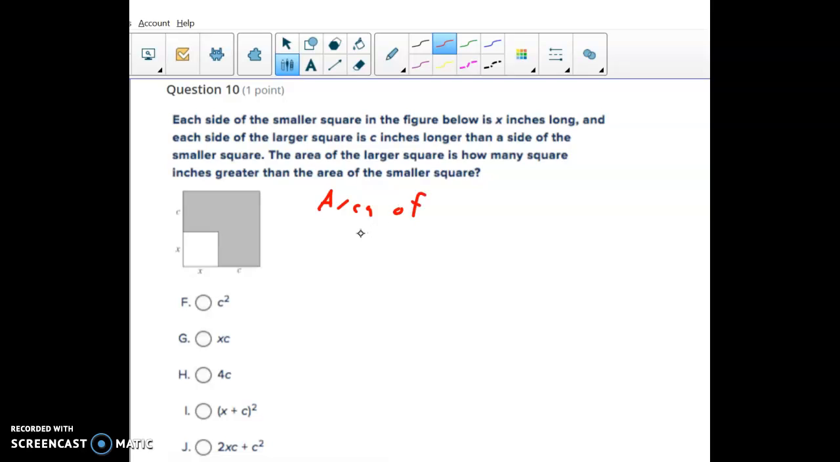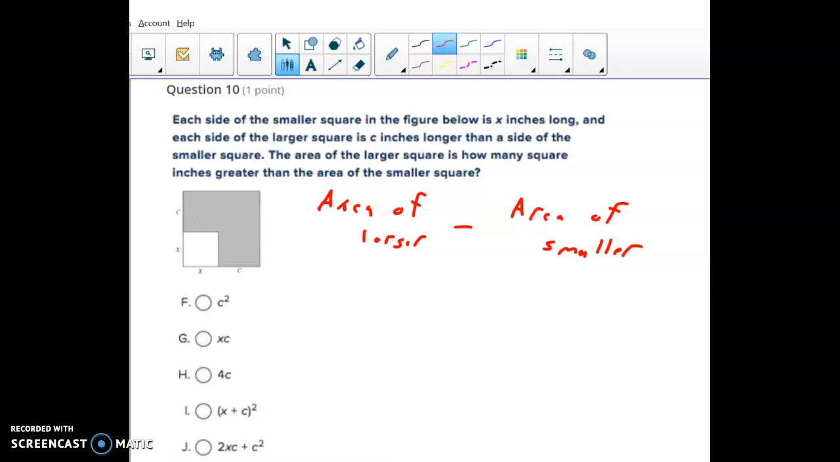of the big one, the large square, minus the area of the smaller. Okay, so I think essentially what we're going to get is this shaded area. If you take the area of the larger minus the area of the smaller, that'll get the shaded area.